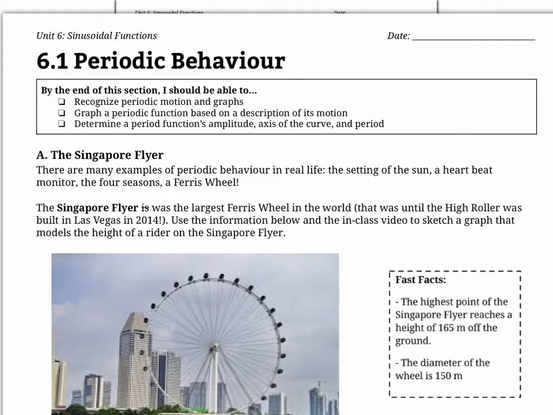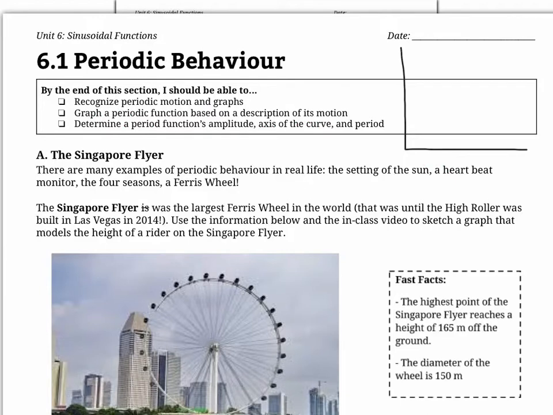So really quickly, just up in the corner, draw a quick sketch of what you think the person's height looks like as time passes on the Singapore flyer. Try drawing something right here really quickly. Hopefully you've drawn something, because the more you participate, the easier you're going to understand this lesson.